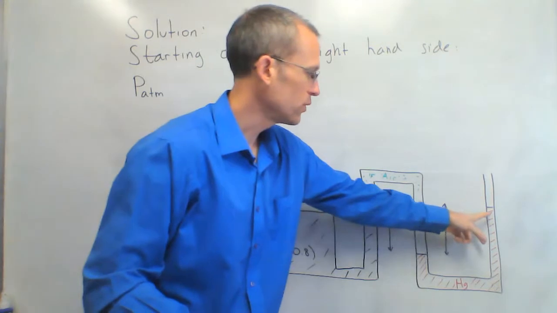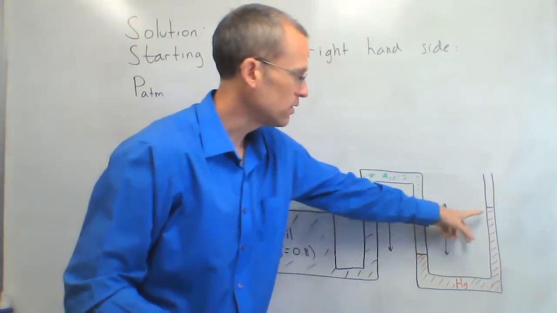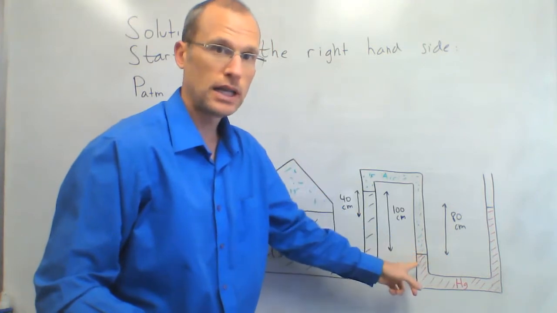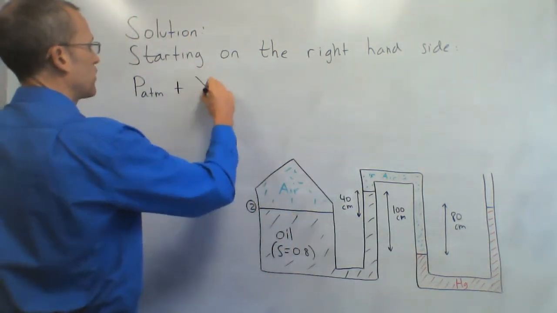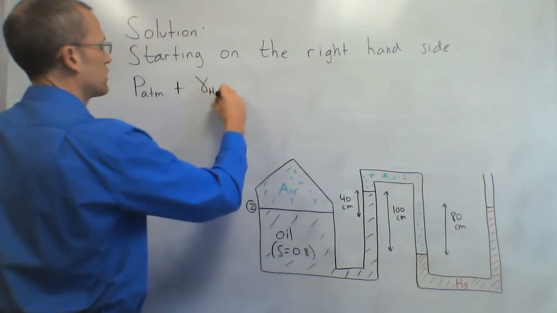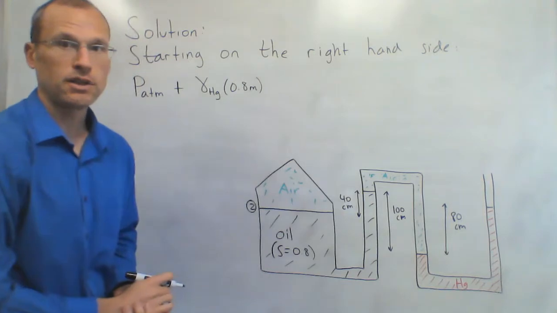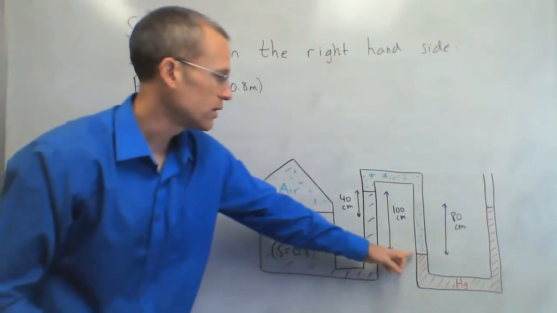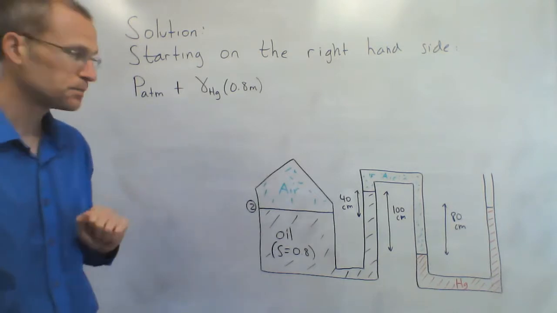So I move through the fluid, through my mercury, and I get to this point here. I've gone down 80 centimeters in mercury, so my pressure has gone up by the specific weight of mercury times 80 centimeters, or 0.8 meters. So at this point down here, I now have this pressure, whatever it is.